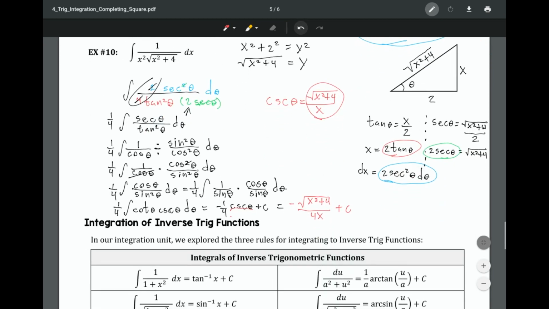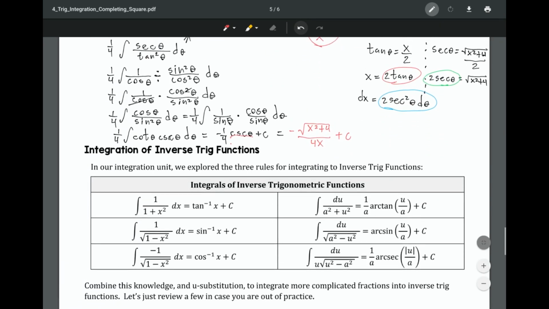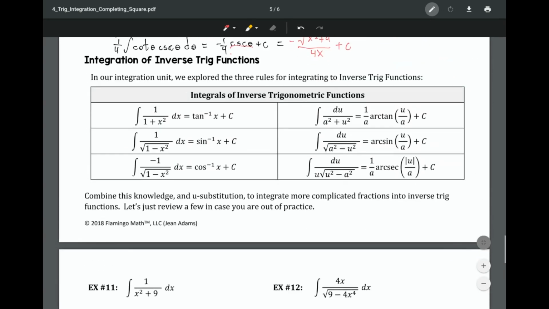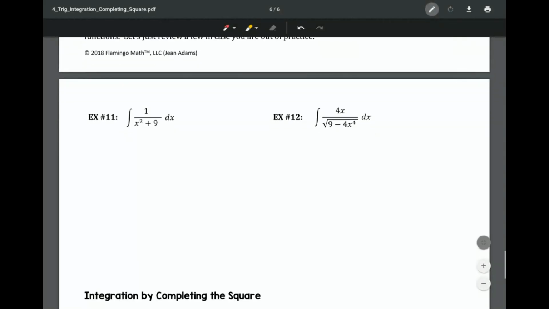All right, so that's it for that. So again, guys, this is not easy. You're going to have to get better with practice. That's all I have to tell you about that. I don't want to lecture you the whole time. All right, let's go to example 11 and 12.